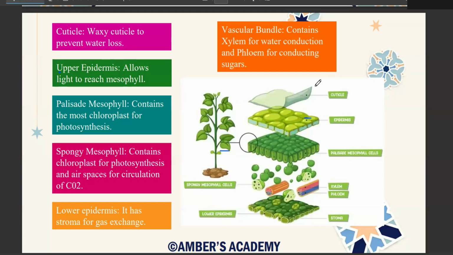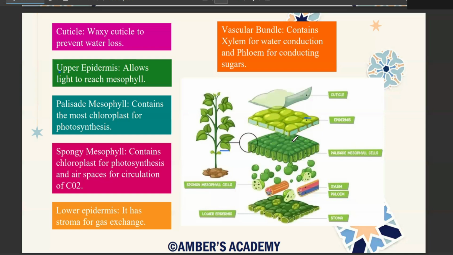The mesophyll is right below the epidermis, and we have two categories of mesophyll as well. One of them is palisade mesophyll, the other one is spongy mesophyll. Mesophyll is basically the site of photosynthesis, as this part of the leaf has the most chloroplast. So this is why the epidermis is positioned in such a way that it allows sunlight to reach the palisade mesophyll cells.